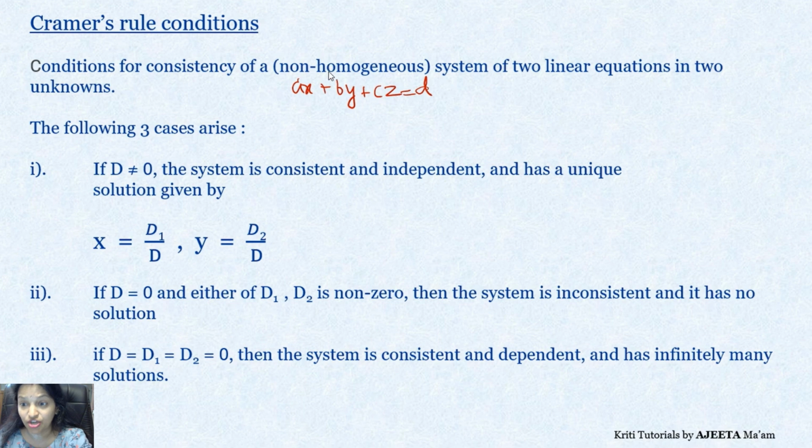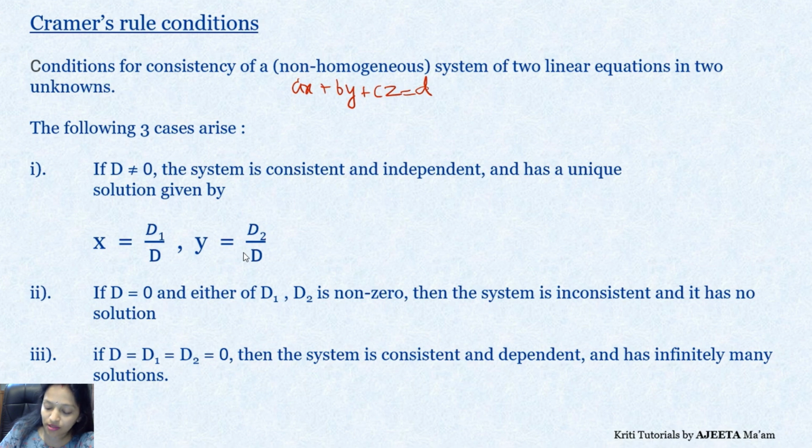So here we are considering a non-homogeneous system of two linear equations and two unknowns. Of course if two equations are there, two unknowns will be there. If three equations are there, three unknowns will be there. So first we are considering two linear equations and two unknowns. Now what is D? D is the determinant value, which we will be discussing with the example and all. So if D is not equal to 0, the system is consistent and independent and has a unique solution given by x is equal to D1 by D and y is equal to D2 by D.